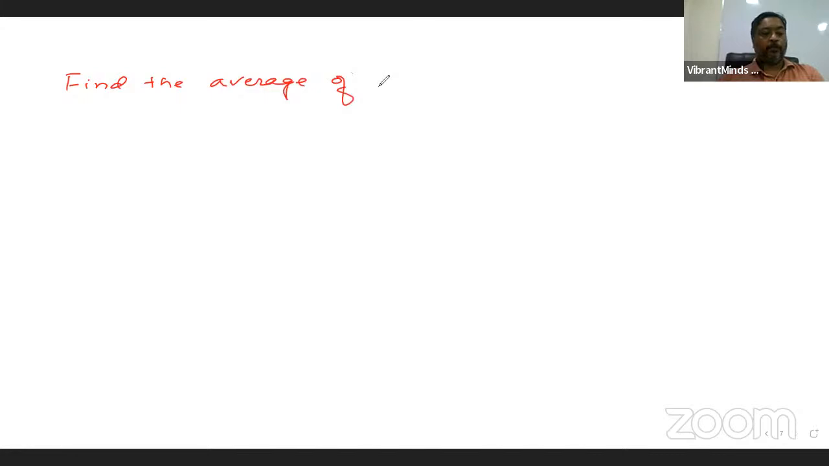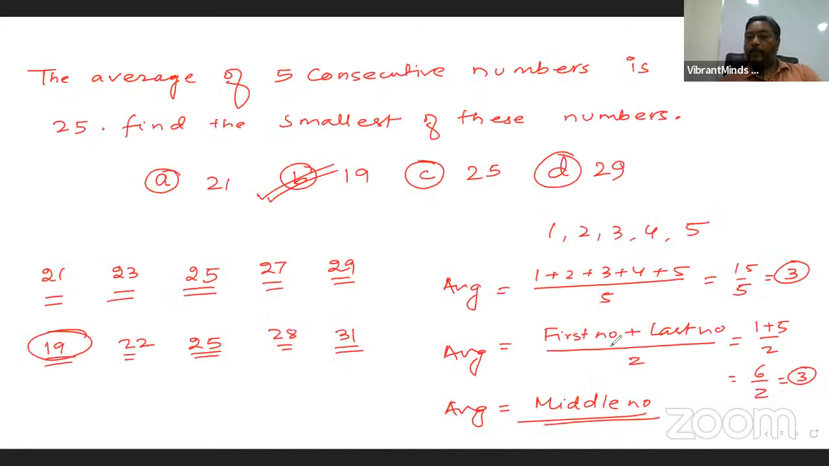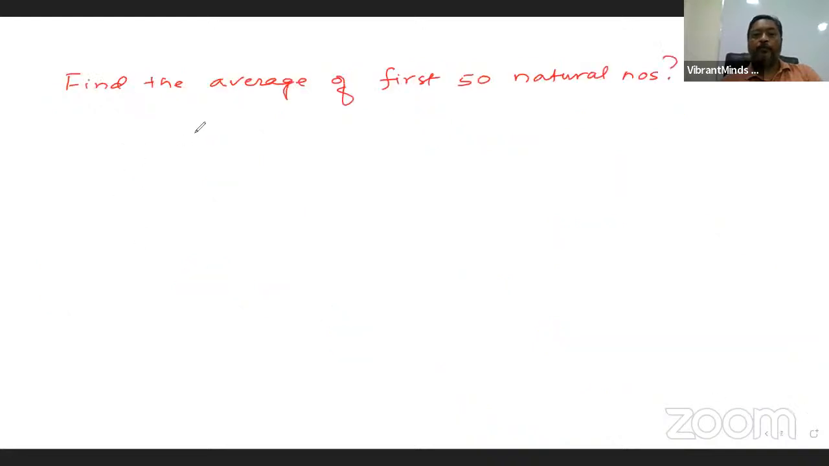Find the average of first 50 natural numbers. What will it be? I know from the last page, average was first number plus last number by 2. So what will I do?